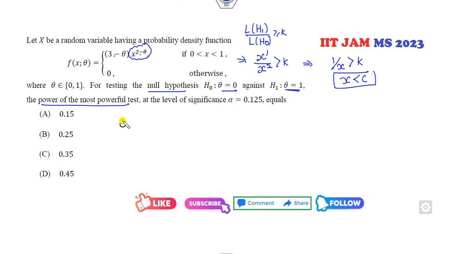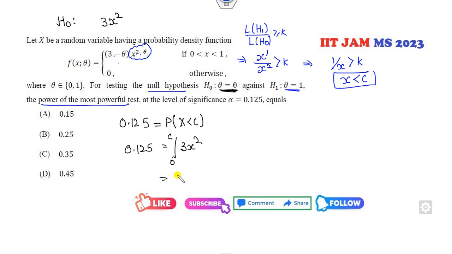Then the level of significance is the probability of x less than c under the H naught. What is the value under H naught? Theta is 0, so the function is 3x square. So it is the integral from 0 to c of 3x square, equal to 0.125. So it is x cube, that is c cube, equal to 0.125. Then your target is to find the power.